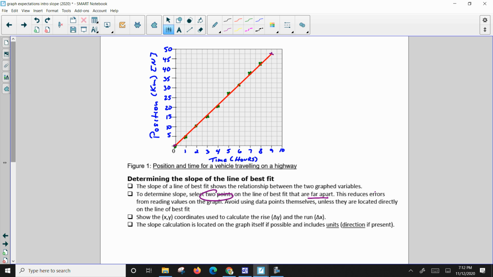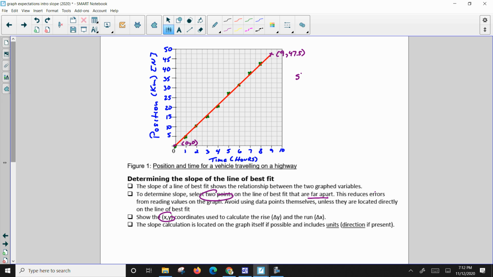So I'm going to pick these points and try to go towards the ends and make sure the points are easy to read. I selected this point and this point on the line of best fit. The points you use for slope must be on the line of best fit. I don't use the data points because most of the time the data points aren't on this line. Next, I want to show the x and y coordinates. This point over here is 0 and 0. And here, the x is 9 seconds, and the y looks like it's 47.5. So these are the 2 points I'm going to use to determine the slope.